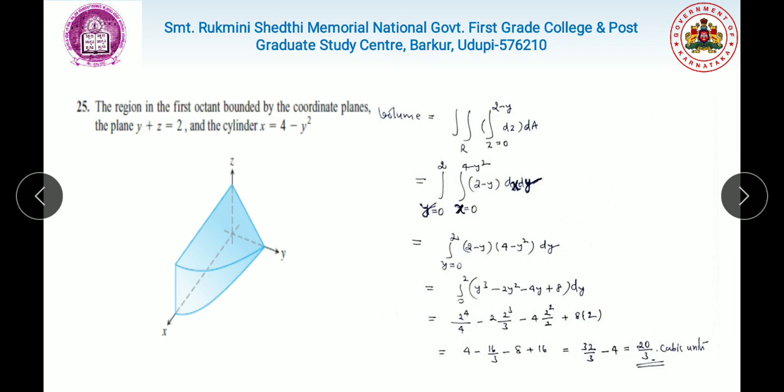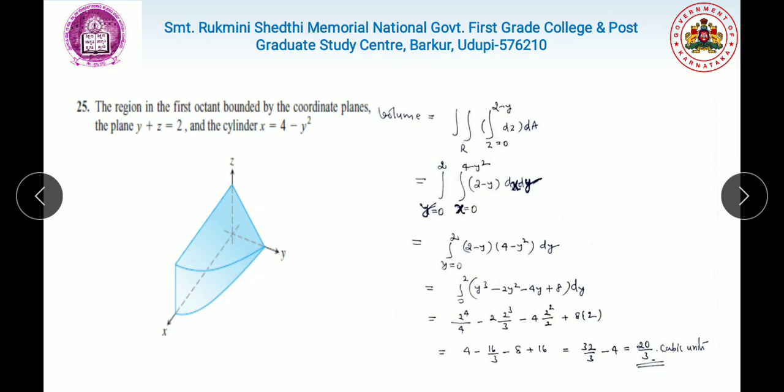Then cover the projection. In the projection, I'll fix y first. When you fix y, x varies from 0 to the rightmost boundary as 4 minus y square, that is the surface of the cylinder. The limit for y varies from left to right, that is 0 to 2, to cover the entire region R.